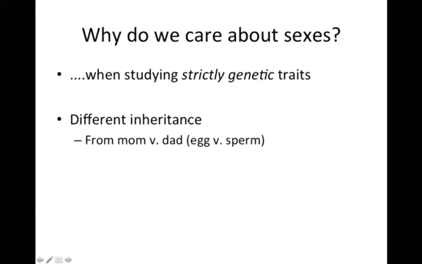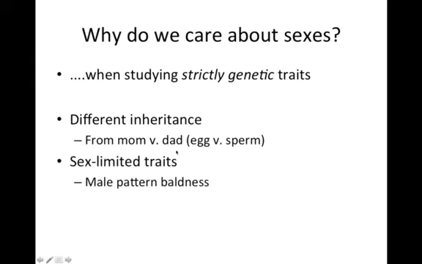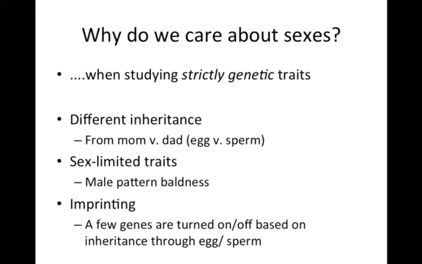The first is that you have different inheritance. For some traits, you inherit different things from mom versus dad, and we'll talk about those. In addition, some traits are sex limited. So an example is male pattern baldness, where some males go bald, or lose their hair, as they age. And finally, we have imprinting. We'll cover this in the next video. This is the most exotic of them, but I think it's also really pretty cool.